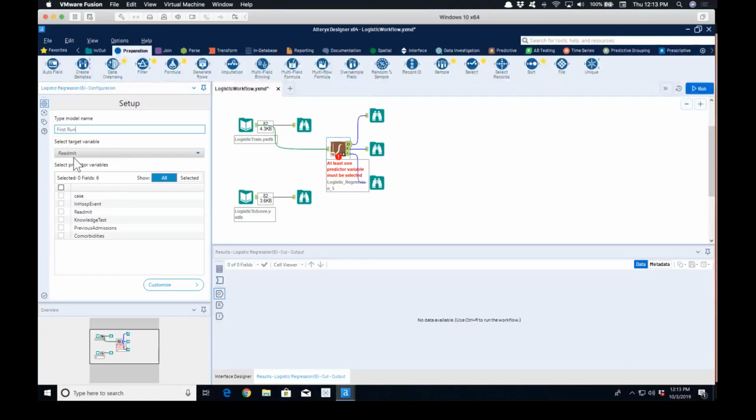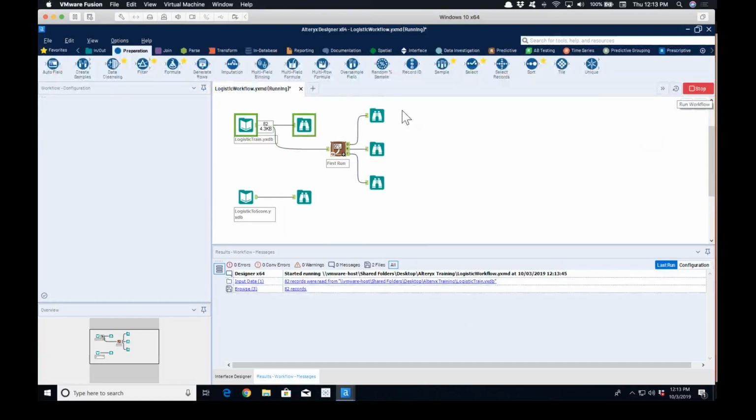Sorry, outcome variable readmit. That's what we're predicting. And remember, we're predicting the probability that someone will be readmitted. Okay, I'm going to select all these. I don't need the case, and we don't want to readmit back into our data set there. So we're going to select whether or not they had an in-hospital event, their knowledge test, number of previous admissions, and then comorbidities. We have all of those set up, and then we'll go ahead and click run over here, and we'll let Alteryx do its thing.